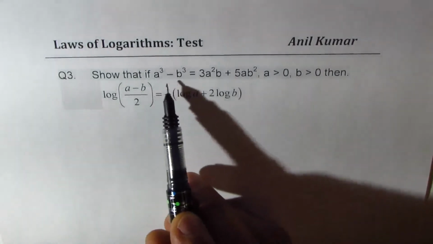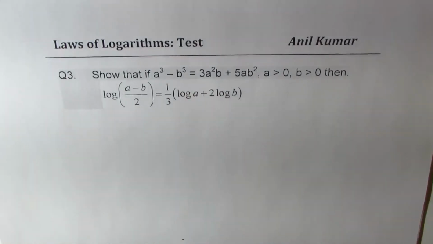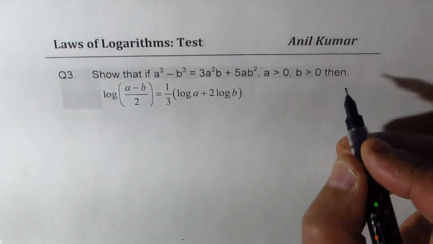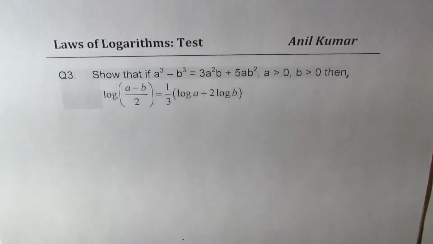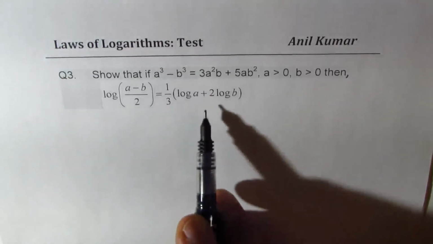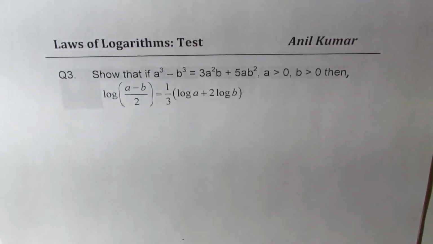Question number 3. Show that if a cube minus b cube equals 3a square b plus 5ab square, where a is greater than 0, b is greater than 0, then log of (a minus b) over 2 equals 1/3 of (log a plus 2 log b).